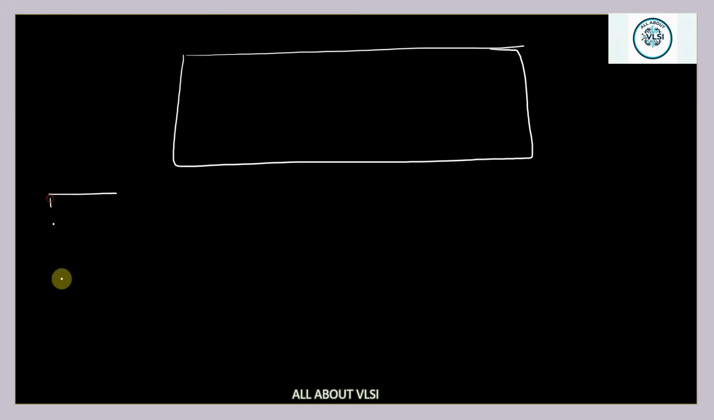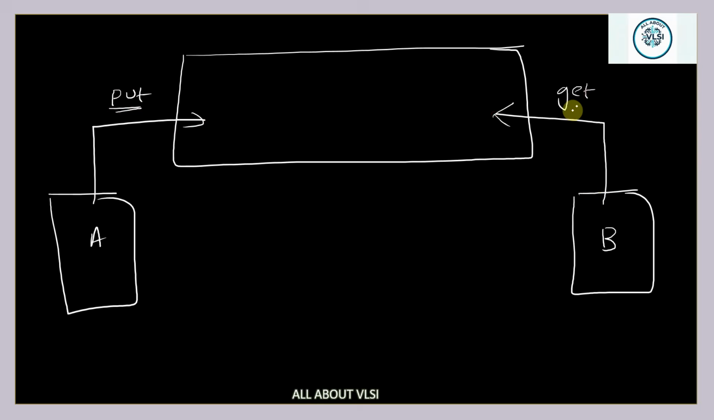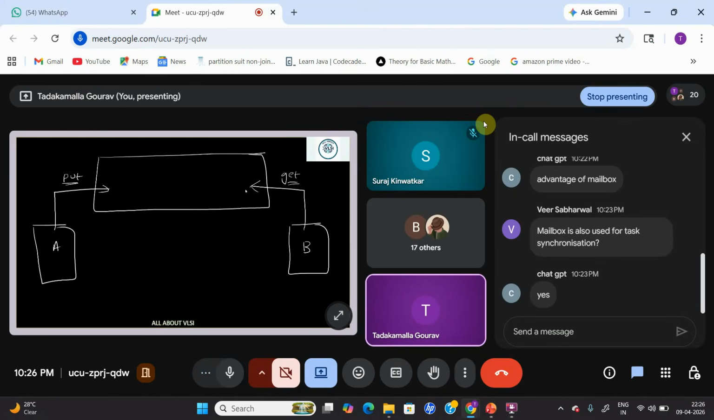Let's say you have a class A and a class B, and class A wants to send a particular piece of data to class B. It is going to put the data into this mailbox using the put function, and class B is going to use the get function for getting the data from this mailbox. Is it clear? How you're going to declare your mailbox and how you're going to use it, are the outlines clear? Any doubts or queries?